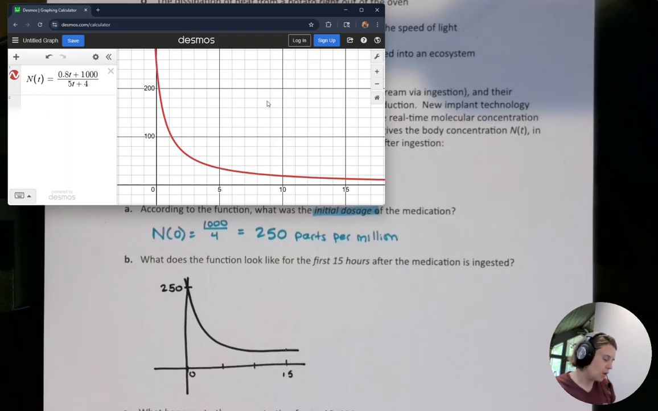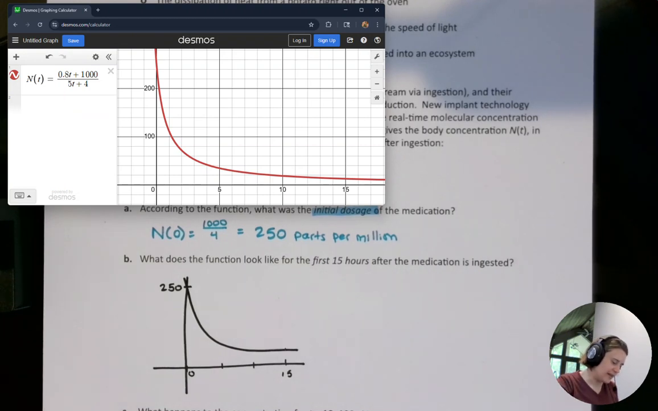Okay. What happens to the concentration for T equals 10, 100, 1,000, and 10,000? i.e., what pattern do you see in the long-term end behavior of this function? So let's go ahead and use a table.